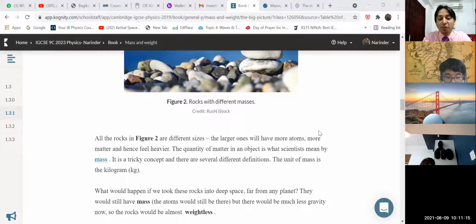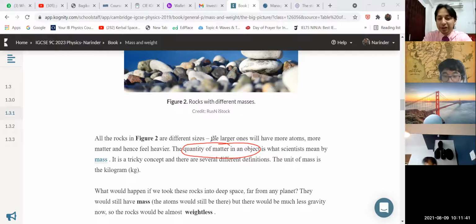The quantity of matter in an object is what we mean by mass. If someone asks you, children, what do you mean by mass? Mass is the quantity of matter, that you need to remember. These three words are very important: quantity of matter. Quantity of matter, that is mass.